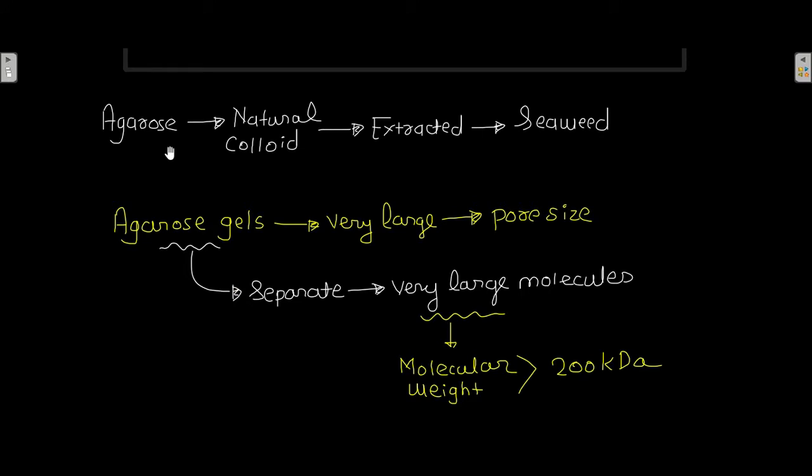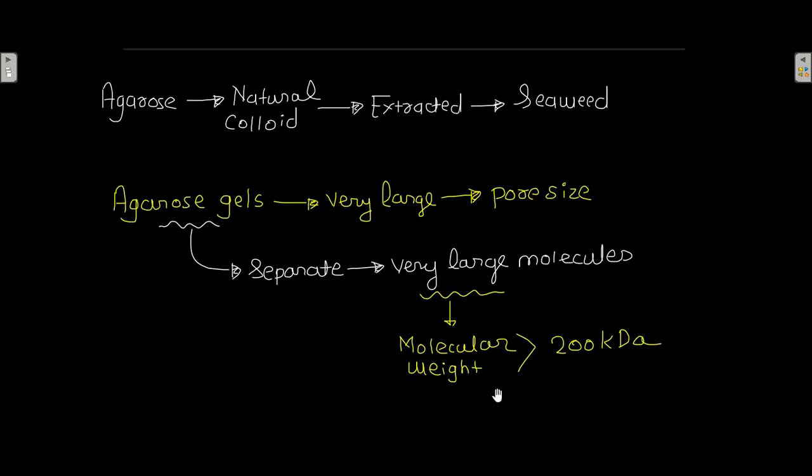Now agarose is a natural colloid which is extracted from seaweed. Seaweed is the source of agarose. Agarose gels have a very large pore size, and that is the reason why agarose gel is used to separate very large molecules. Those molecules whose molecular weight is greater than 200 kilodalton are separated with the help of this agarose gel.